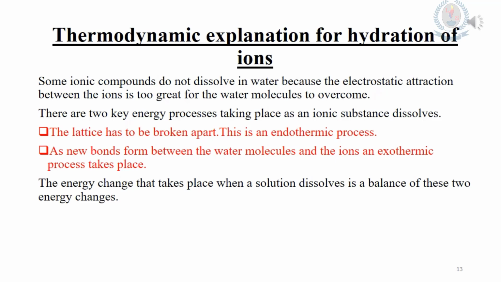Therefore, there are two key energy processes taking place as an ionic substance dissolves. The first one: the lattice has to be broken apart. This is an endothermic process. The next process: new bonds form between the water molecules and the ions, and an exothermic process takes place. The energy change when a substance dissolves is a balance of these two energy changes.